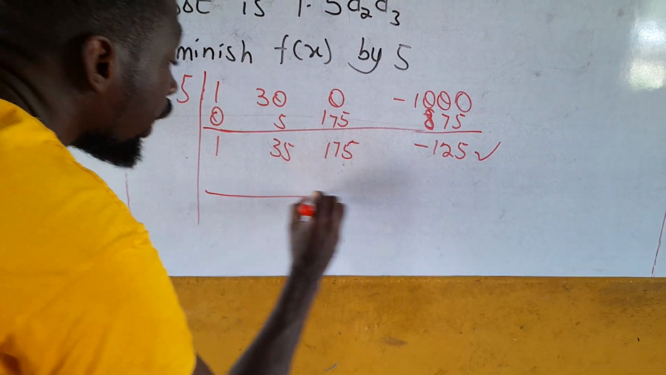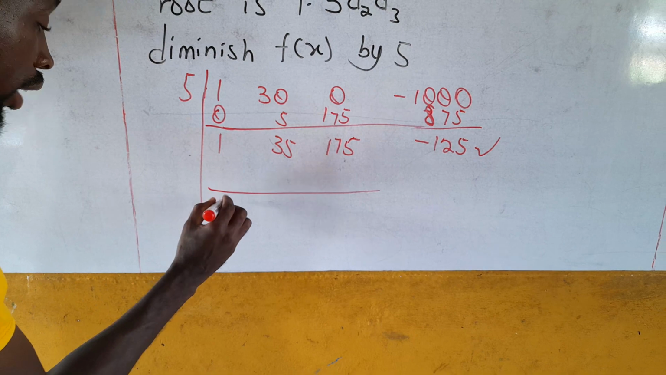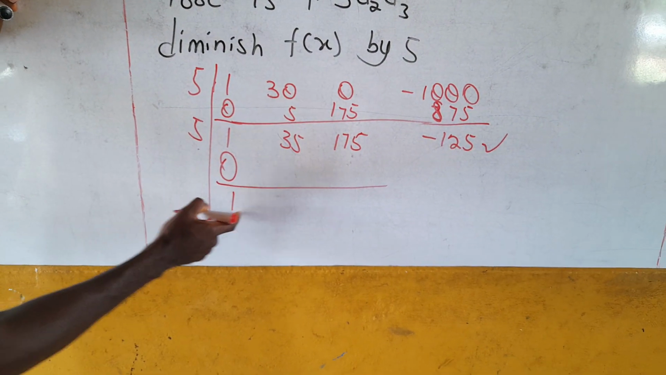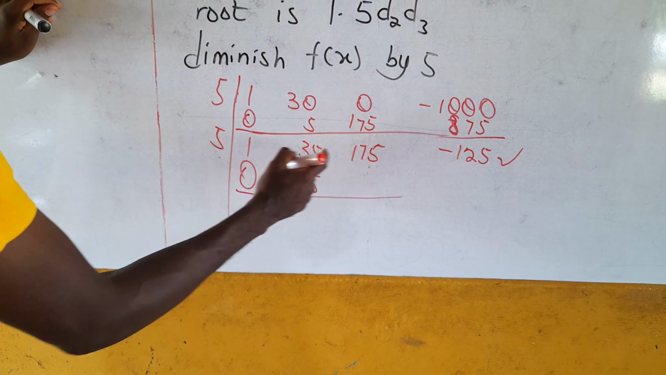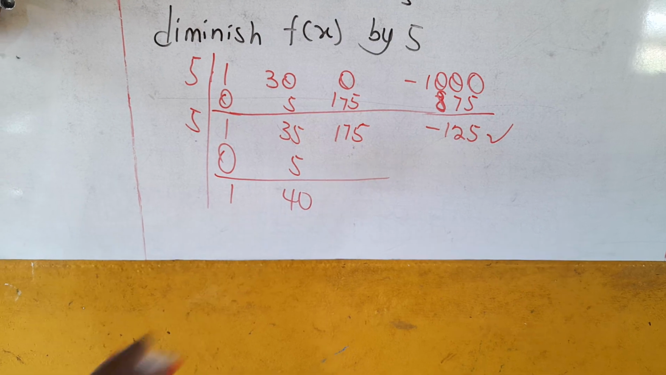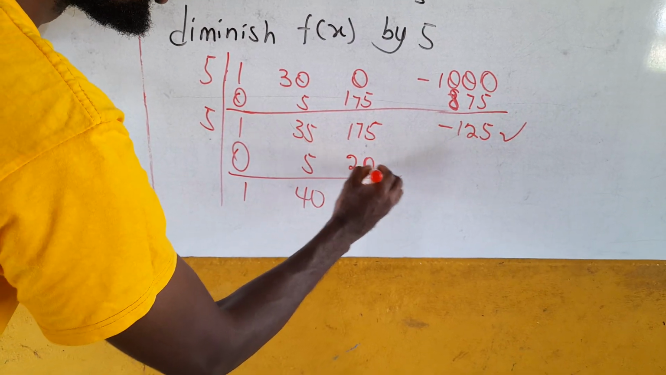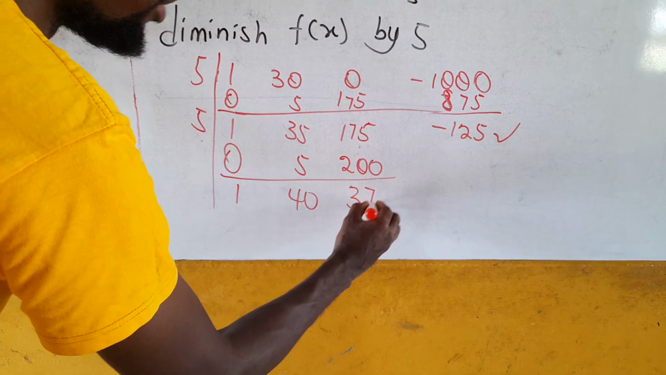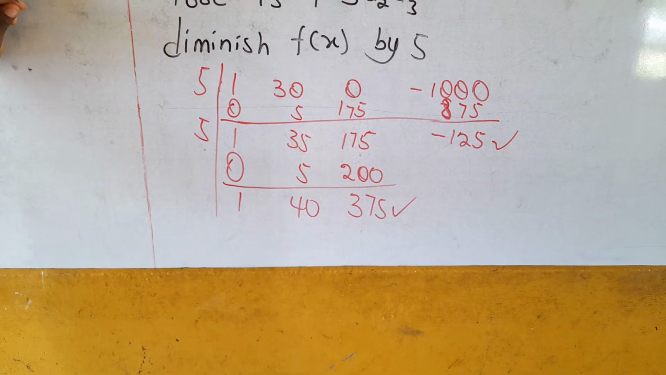Now we come to the next line. 1 plus 90 is still 1, that's 0. 5 times 1 will be 5. 35 plus 5 will give us 40. 5 times 40 will be 200. 175 plus 200 will be 375. Then we are done with this.